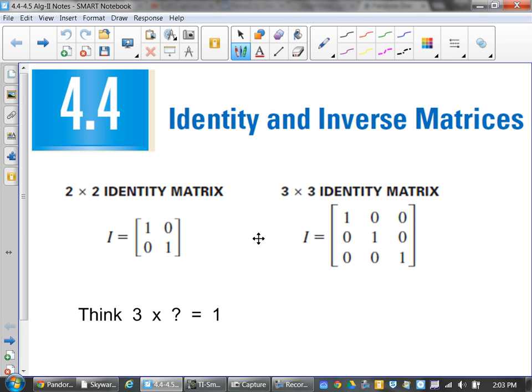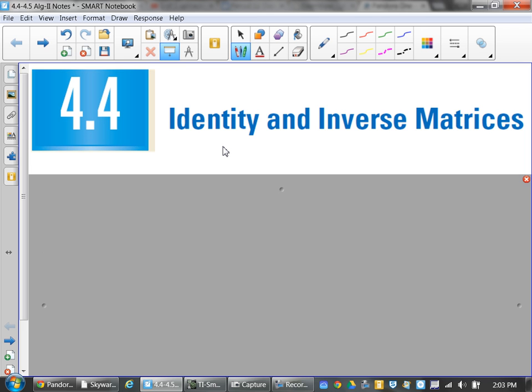All right, let's do something different. We only have a couple more new things to look at, and then we're going to be done. I know you're really, really excited. Today, what we're going to talk about is something really. Anyway, identities and inverse matrices.